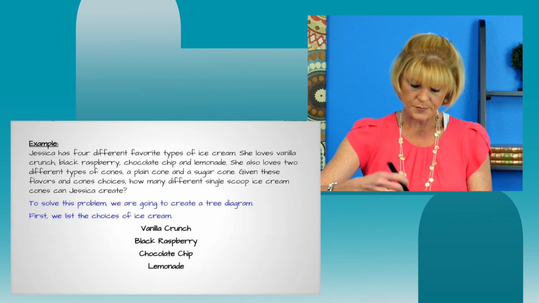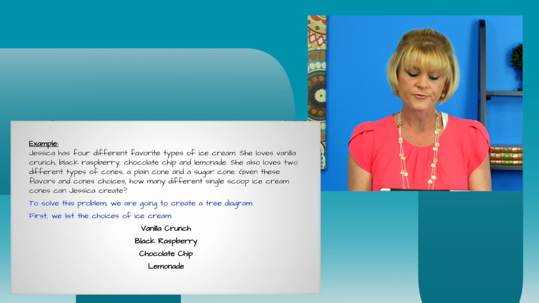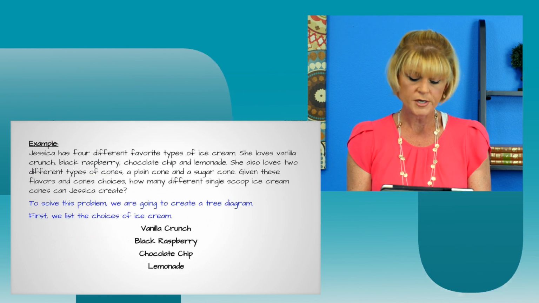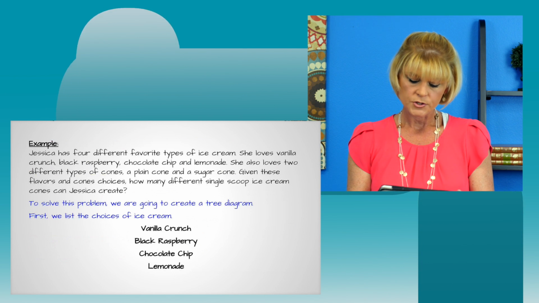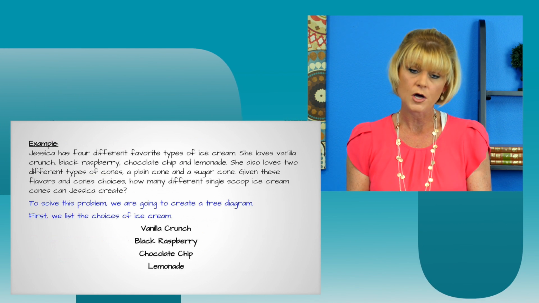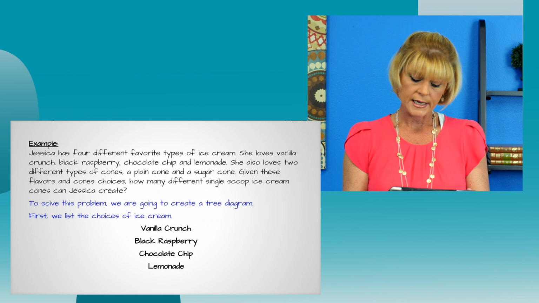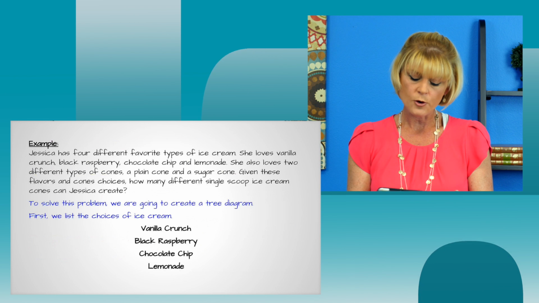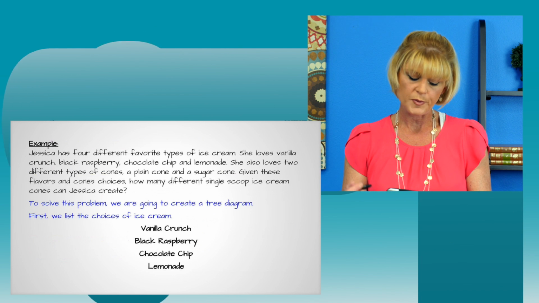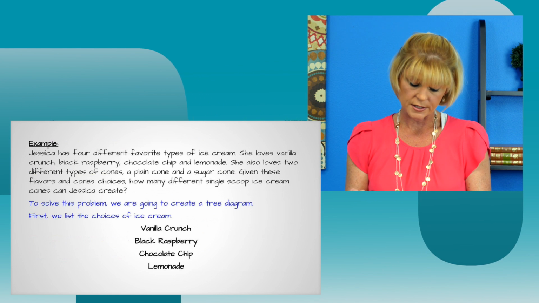Let's look at another example. Jessica has 4 different favorite types of ice cream. She loves vanilla crunch, black raspberry, chocolate chip, and lemonade. She also loves 2 different types of cones, a plain cone and a sugar cone. Given these flavors and cone choices, how many different single scoop ice cream cones can Jessica create?